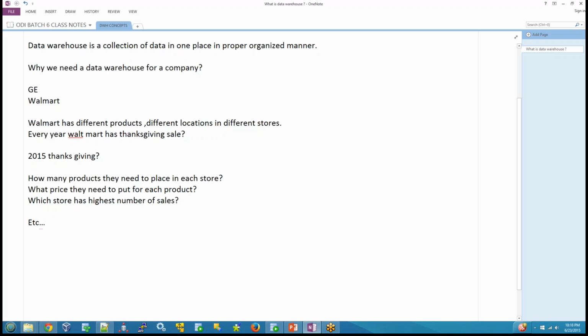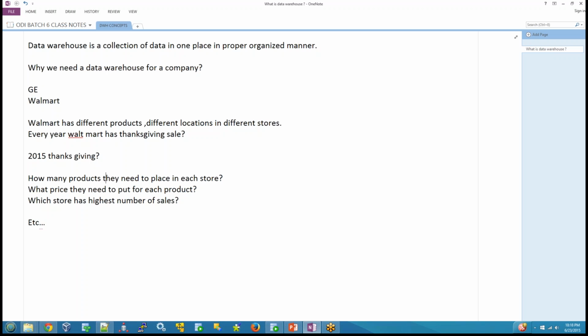How are they going to generate it? What price they need to put for each product? How many products they need to place in each store for each category? Say, how many Dell laptops they need to put, how many HP laptops in each store, how many cameras, how many cell phones? They need to order the HP laptops from HP to put in each store to meet the demand. If they don't put a sufficient number of products in the store, they are going to lose their business.